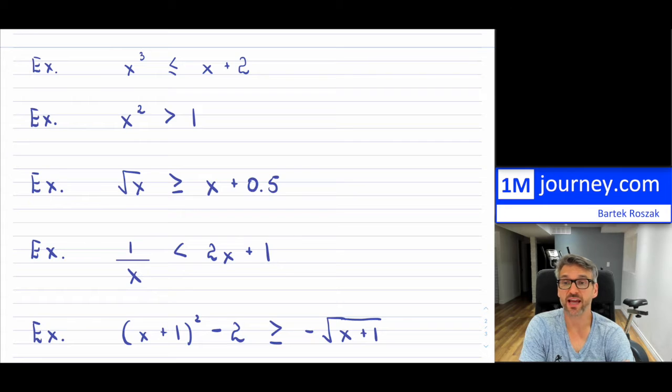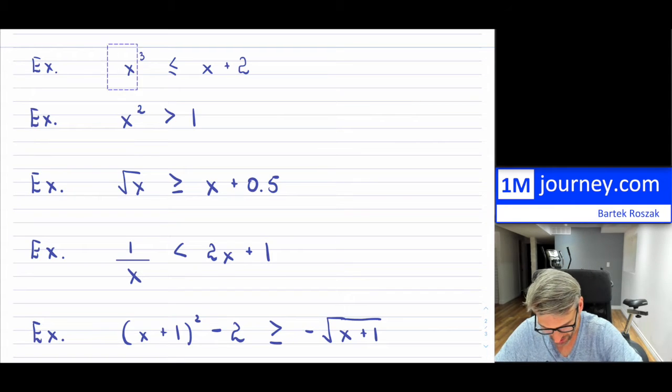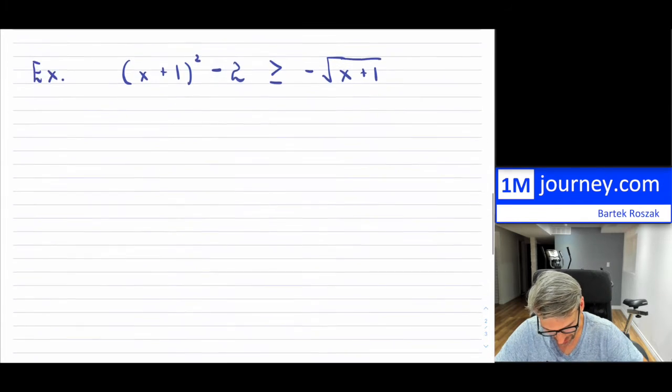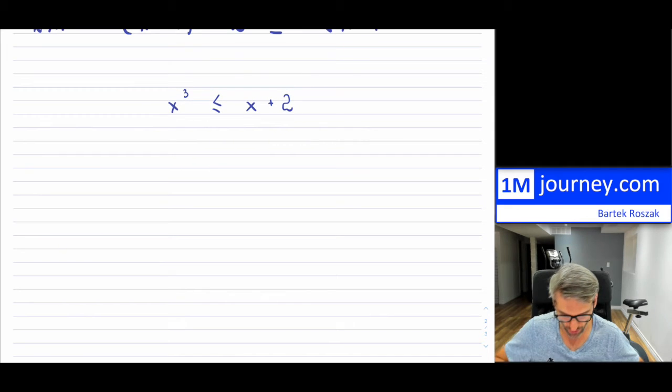So if we take our first example here, we have x cubed, and we want to find when that is less than or equal to x plus 2. Let's just hone in on this example on its own. And if we tried to do exactly what we did with the linear ones, well, what we did was we tried to simplify them as much as possible. Here, there's nothing to simplify. It's just x cubed on the left. There are no like terms to combine. It's as simple as it gets, x cubed.